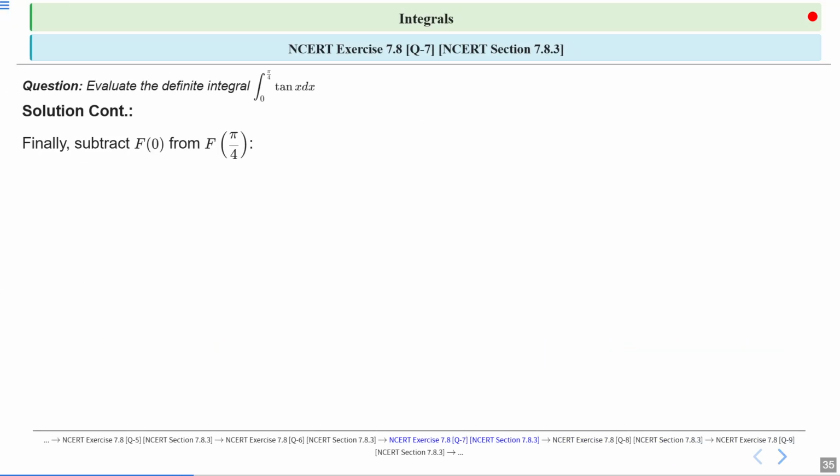Finally, subtract F(0) from F(pi by 4). We get I is equal to minus log 1 by root 2 minus 0. So I is equal to minus log 1 by root 2.